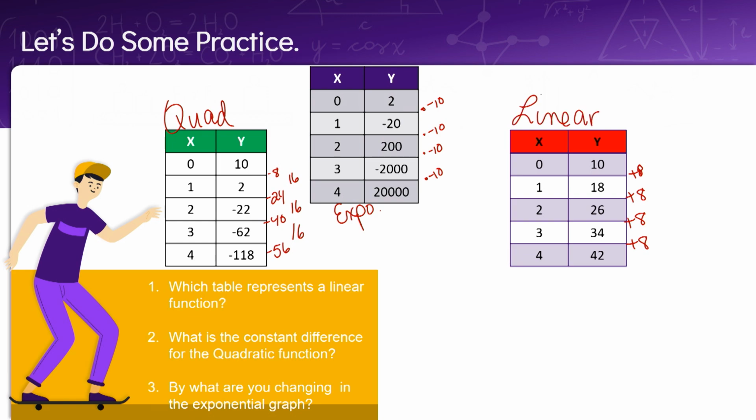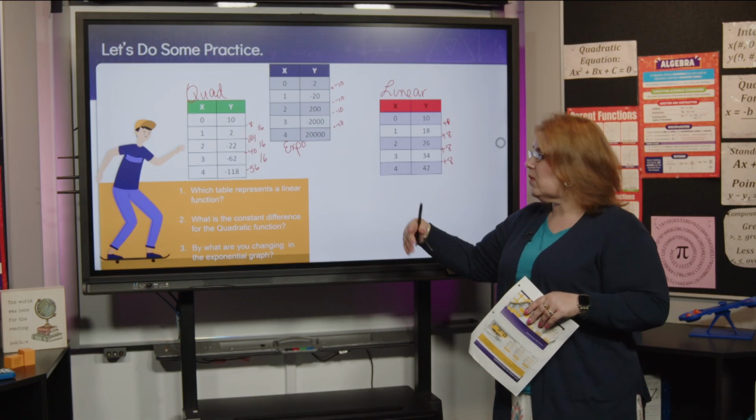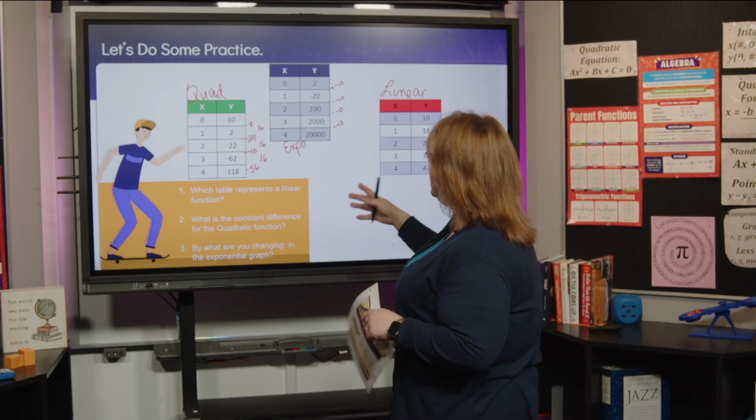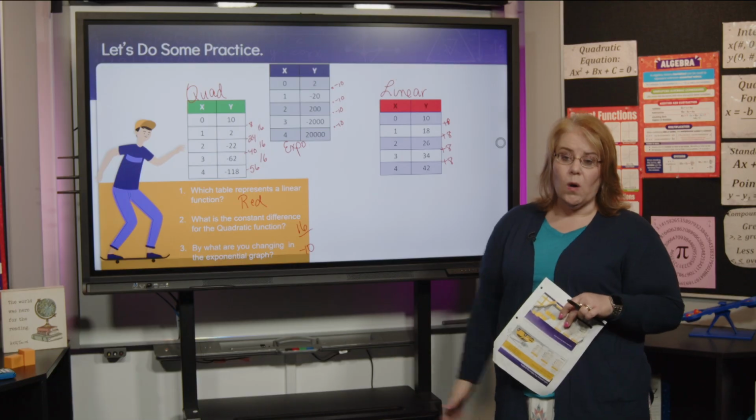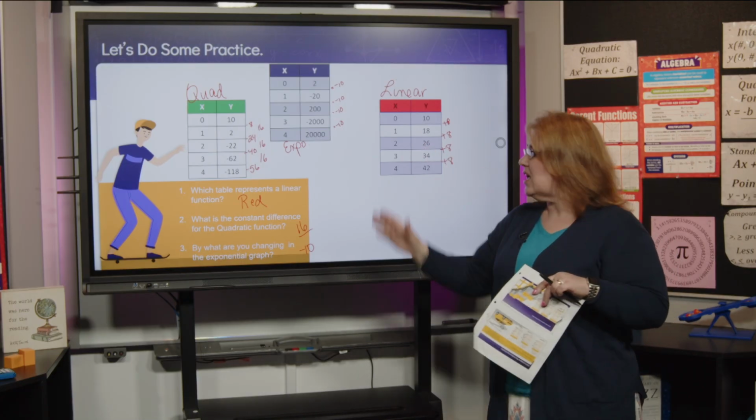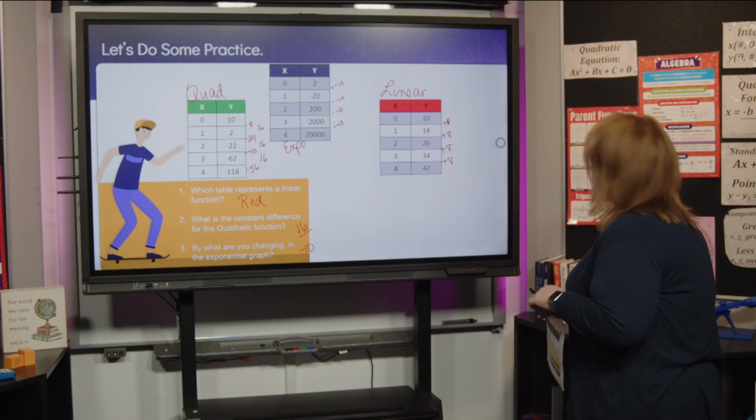So now that we figured out which one of these graphs is what, let's go ahead and answer the questions. It says, which table represents a linear function? So we're going to put red. What is the constant difference for the quadratic function? It's going to be 16. That's how much we said the constant change of the changes were. And by what are you changing in the exponential? We are changing by a negative 10. So once we figured out which one was what and what we did to change, the questions were simple, simple, simple. All right?